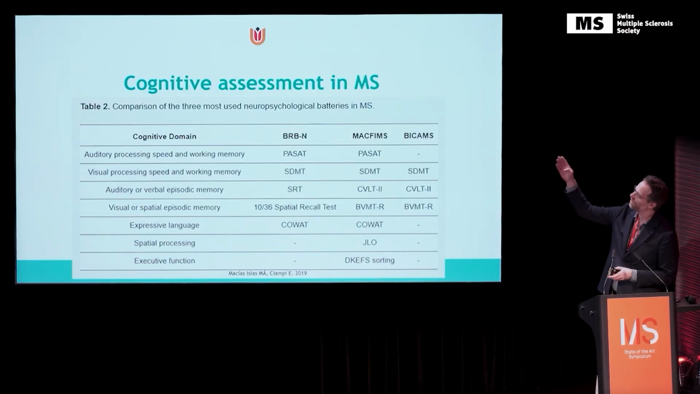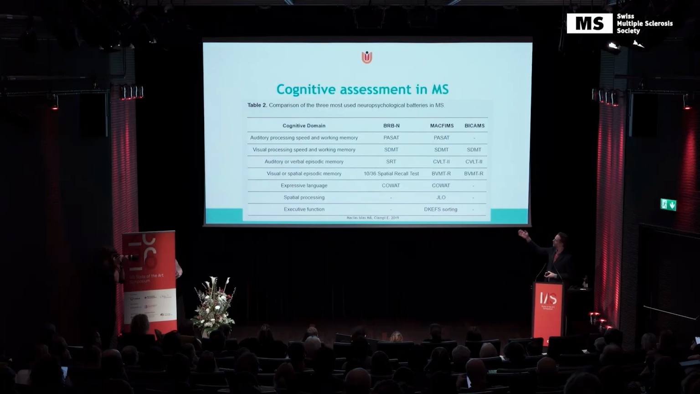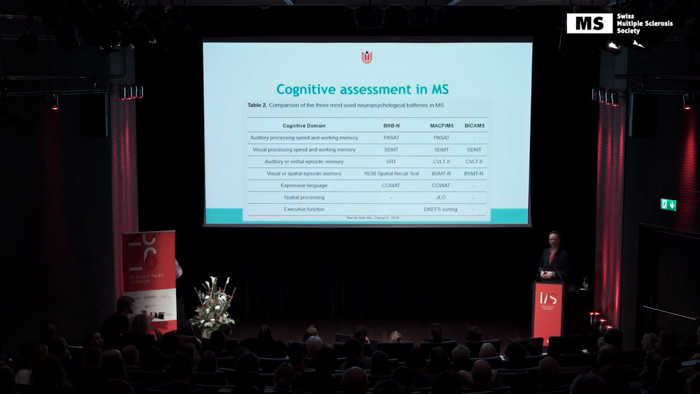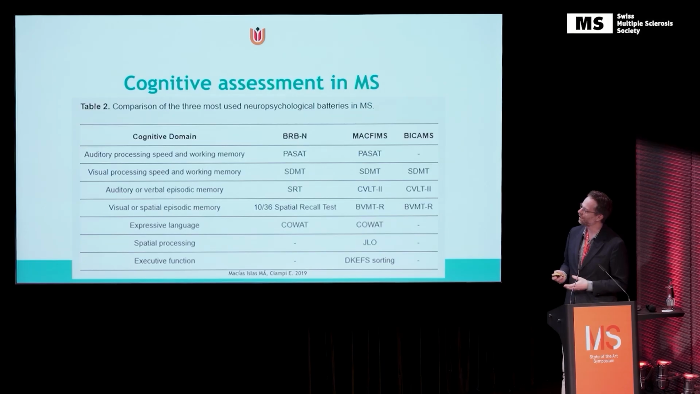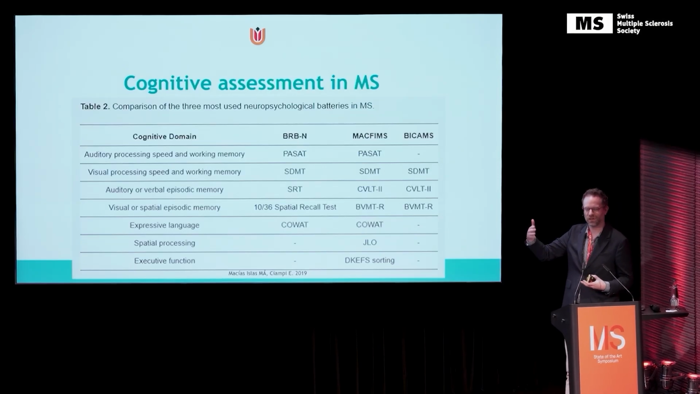On the left, you will see the brief repeatable battery of neuropsychological tests, which has been extensively used in research and validated for MS, which is a battery of many different domains, but the domains on the left, the DSM-based domains, you will see that spatial processing and executive functioning are lacking as well. So this is also a reason why this domain is very good, but perhaps not enough.